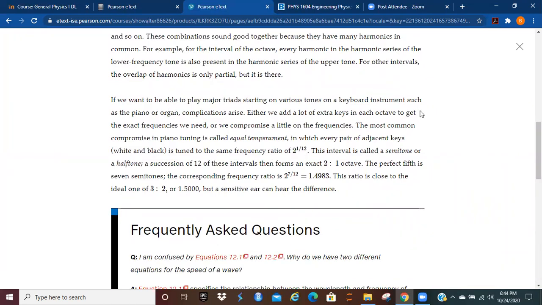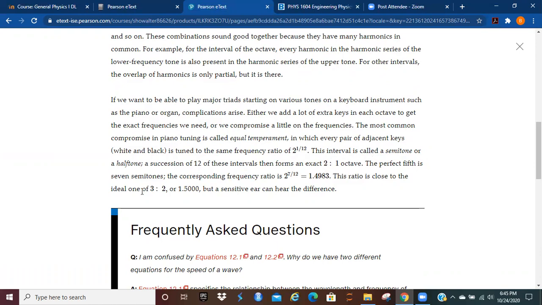If we want to be able to play major triads starting on various tones on a keyboard instrument, such as piano or organ, complications do arise. Either we add a lot of extra keys in each octave to get the exact frequencies that we need, or we compromise a little bit. The most common compromise in piano tuning is called equal temperament, in which every pair of adjacent keys, white and black, is tuned to the same frequency ratio of 2 to the 1/12. And this interval is called a semitone or a halftone. A succession of 12 of these then forms an exact 2, or 2 to 1 octave.